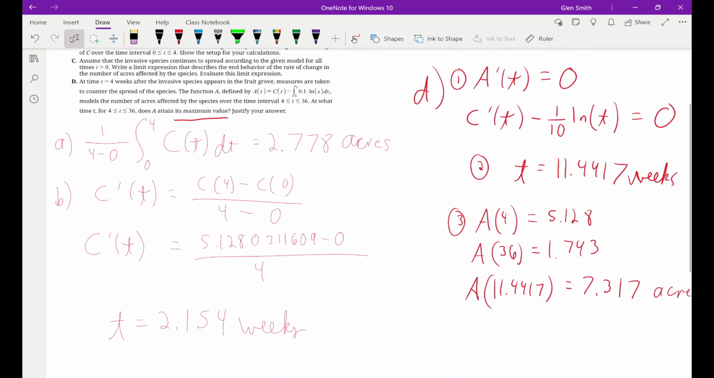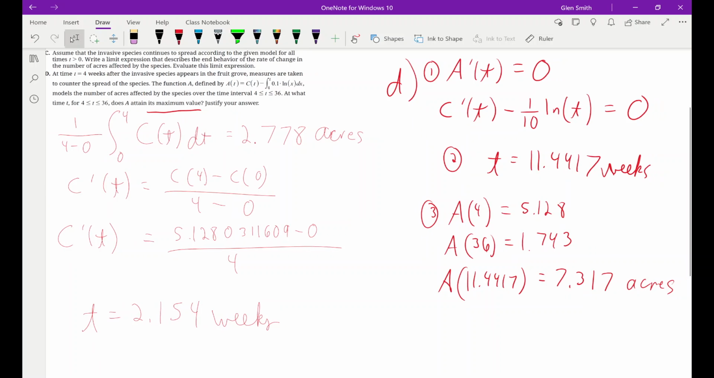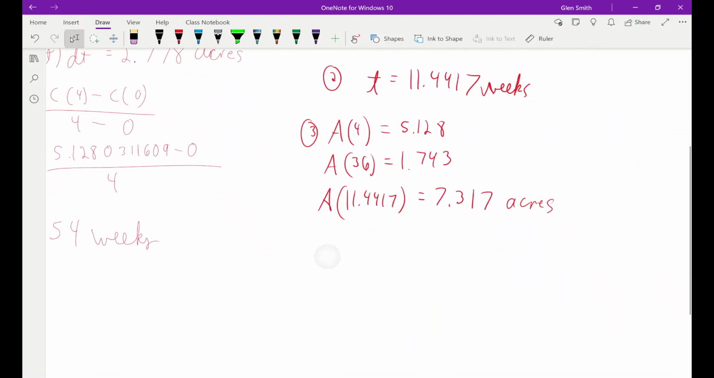Okay, and then I always have my kids write a little sentence, so I'm going to write it in a second. But I'm just double checking this. It says, weeks invasive species appear in the fruit grove, measure taken, blah, blah, blah. The function A defines the number of acres affected by the species over this time interval. Okay, at what time does it reach its maximum? So we want to make sure that it says at what time. So they really want the t value, but I'm going to list both since we got them.